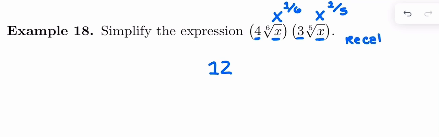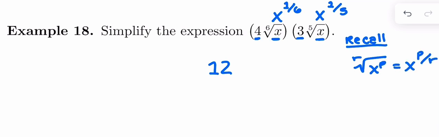We want to remember this rule that anytime you have a root of x to a power, it's always power over root. Powers get to be on top, roots are in the bottom. So the power is 1 when it's not written, and our first root was 6. And then our power was 1 since it wasn't written, and then the root was 5.